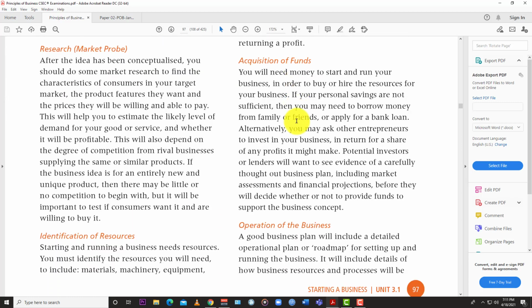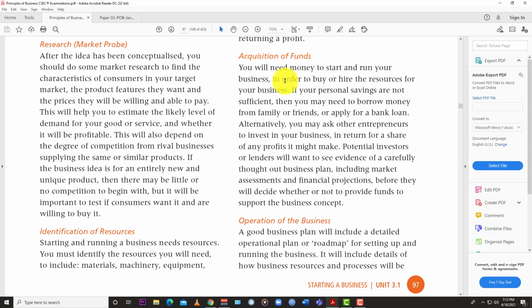Then we have sourcing or acquisition of funds. So now you have to find the money to start the business. You will need money to start and run your business in order to buy or hire the resources for your business. So you have to know where you're going to acquire your money, your capital, your funds from. That's the next step. So you have to go and actually acquire the funds, get the monies.